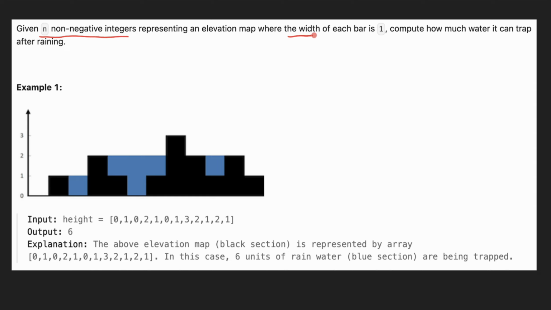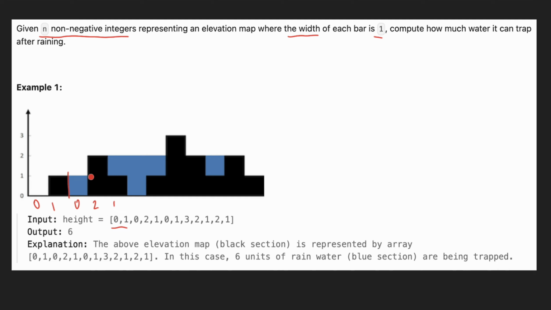Today we have a problem where we are given n non-negative integers representing an elevation map where the width of each bar is 1, and we need to compute how much water it can trap after raining. For example, in this input the elevation is 0, 1, 0, 2, 1 and so on. So how much water can we trap in this case?